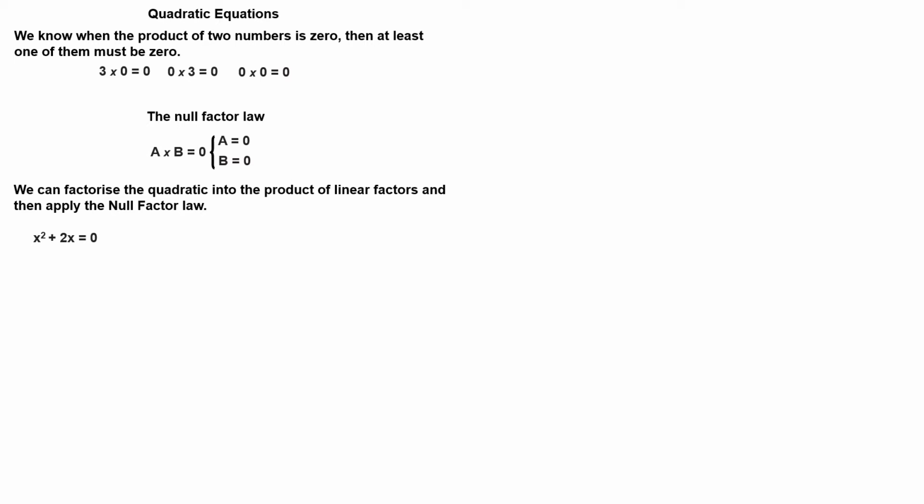To solve quadratic equations of this form, we first of all take out x as a common factor. We can then use the null factor law. The product of x and x plus 2 is 0, so x is 0 or x plus 2 is 0, or both. x is 0 or x is minus 2.